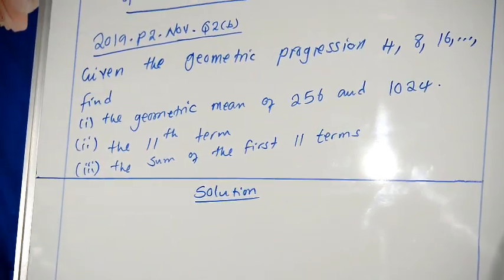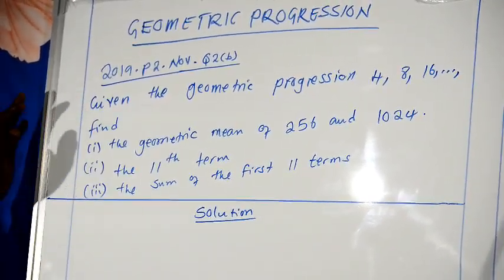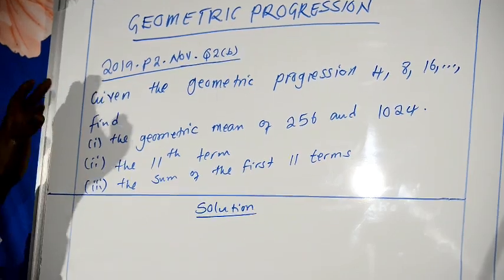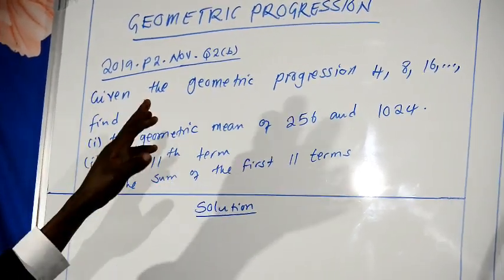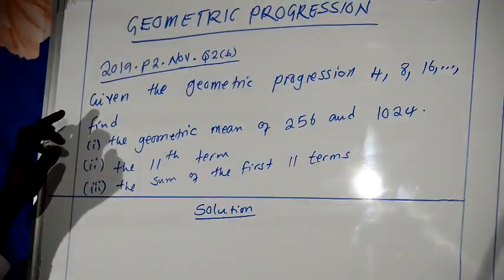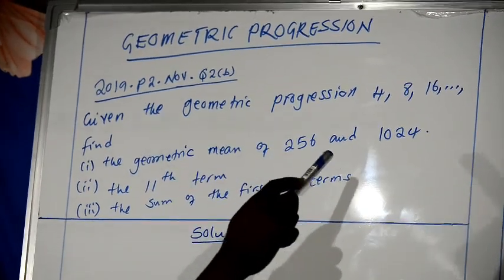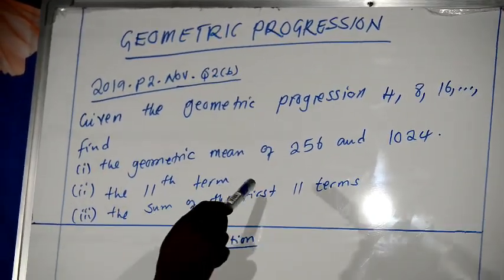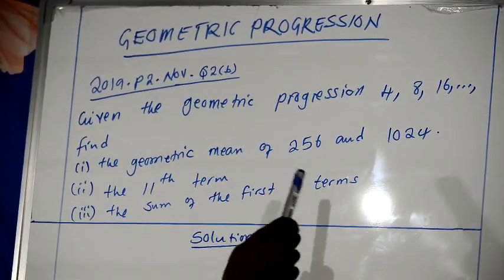Okay. This is geometric progression. So under geometric progression, let's look at this question which came in 2019 paper 2, internal, under question 2b. The question reads, given the geometric progression 4, 8, 16, find the geometric mean of 256 and 1024.